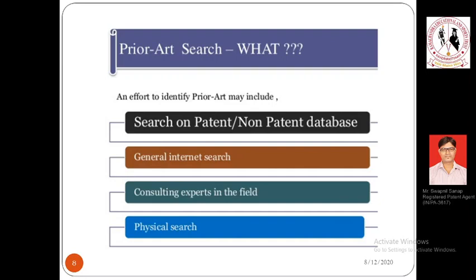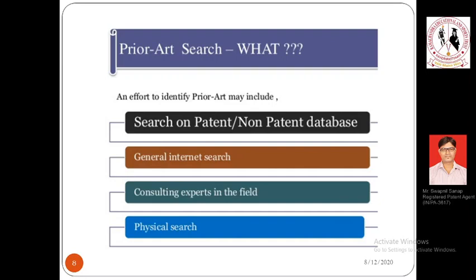Patent and non-patent databases are two different types of databases available on the internet. As the name indicates, any database which is only associated with patents is called a patent database, whereas any database which does not include any patent-related activities or patent-related documents is referred to as a non-patent database.